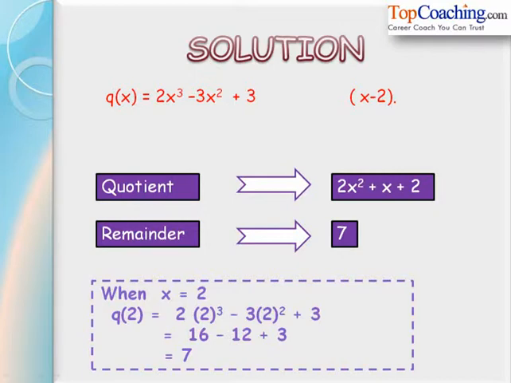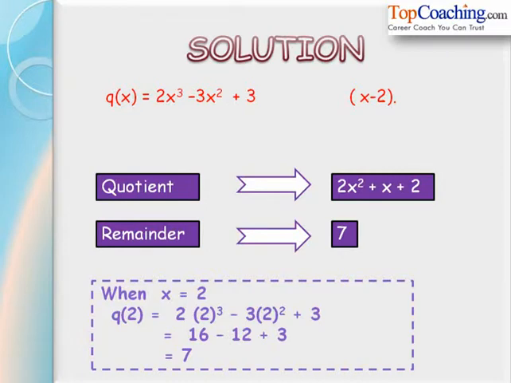Now what we can observe here is that the divisor is x minus 2. So when x minus 2 is equal to 0, we get the value of x equal to 2. So if we put x equal to 2 in this expression, we get q of 2 equal to 7. And 7 is the remainder which we obtain by the division of this polynomial by this polynomial. So the interesting fact is, if we simply put x equal to 2 in this polynomial, we get the same remainder as 7.